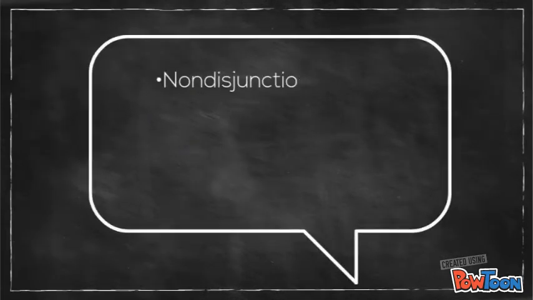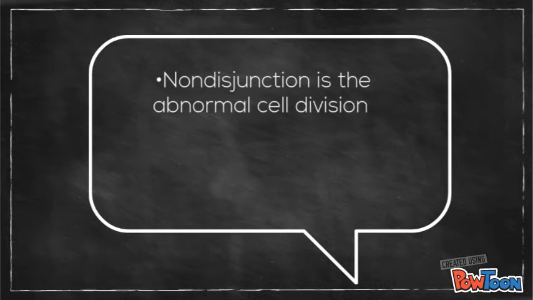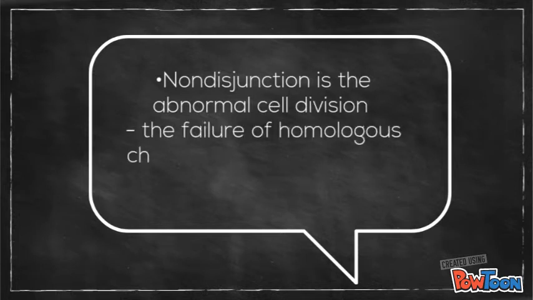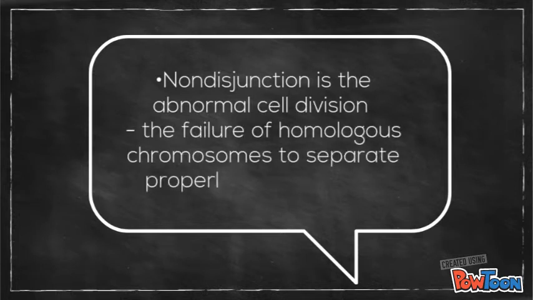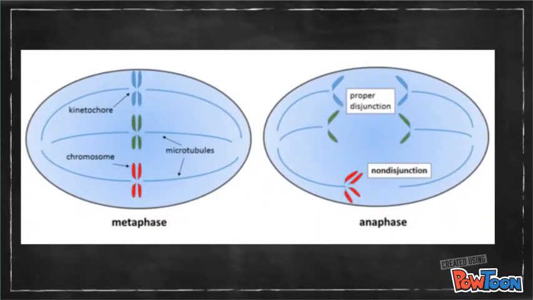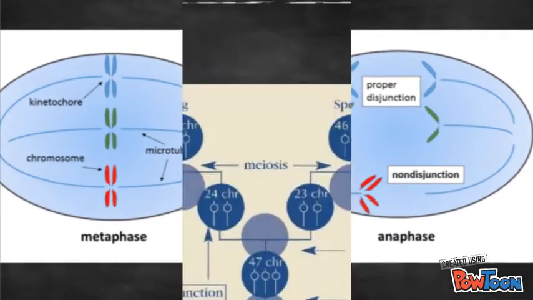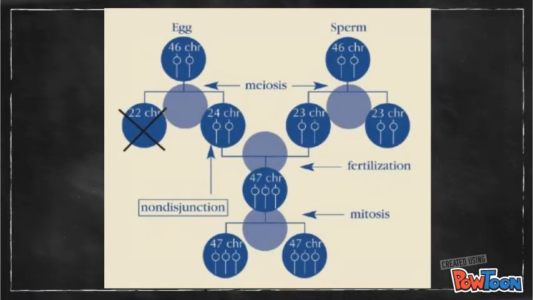Non-disjunction is the abnormal cell division, the failure of homologous chromosomes to separate properly during meiosis. During anaphase, the homologous chromosomes of chromosome 21 will not split up, causing an extra copy instead of one. And when the other gamete fertilizes the gamete that has the abnormal number of chromosomes, another chromosome 21 will be added, resulting in 3 copies.